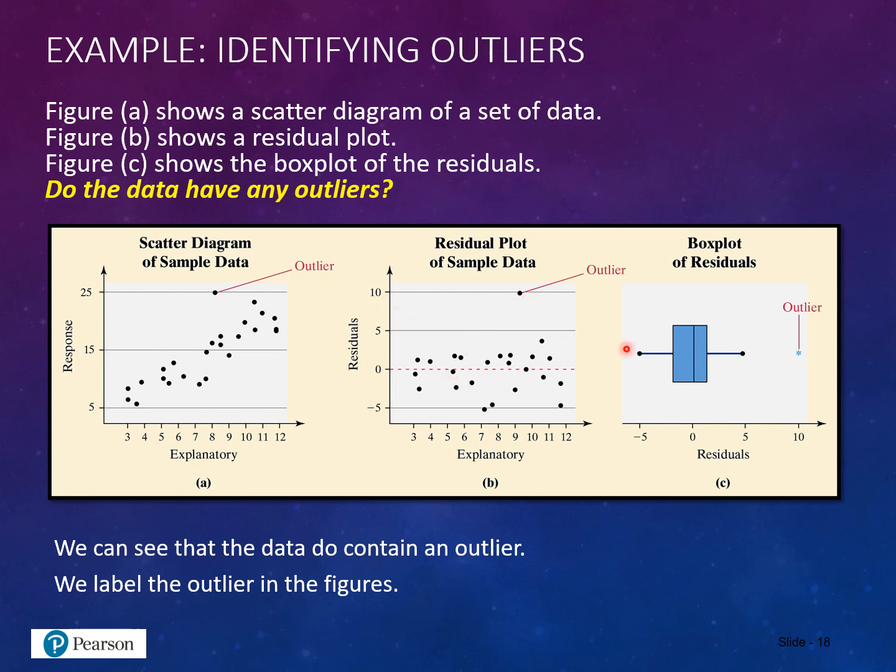And finally, figure C shows the box plot of the residuals, and we can again see that outlier out here around the residual value of 10. So we can see that the data do contain an outlier, and we labeled the outlier in each of the figures there.